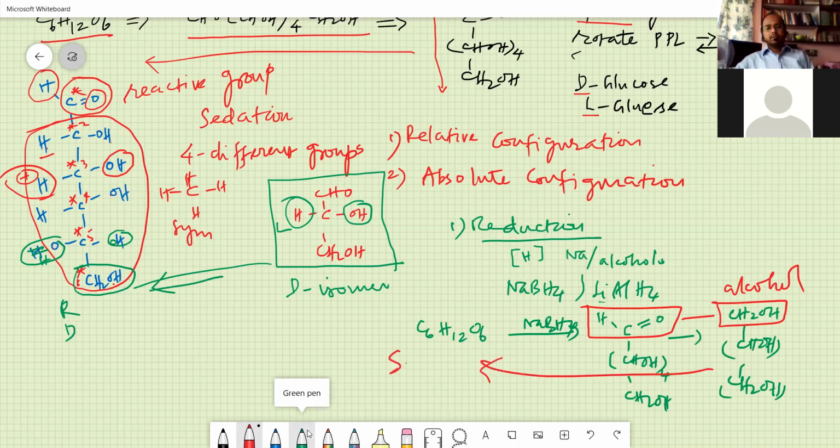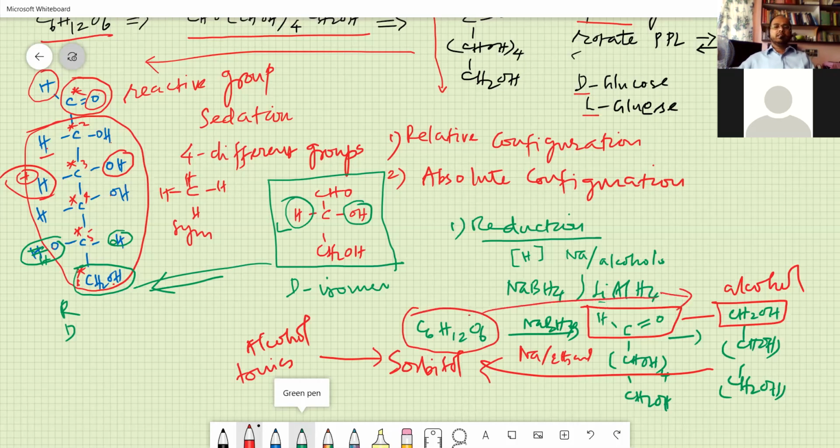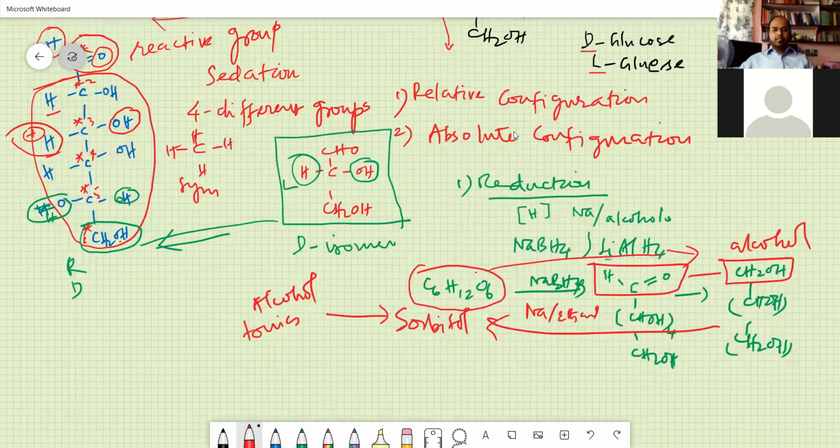This alcohol is called sorbitol. I think you might have heard of sorbitol, a kind of alcohol that they use mostly in tonics or in some cough syrups. So even though we do not use alcohol, the glucose in presence of certain reducing agents like sodium borohydride or sodium in ethanol, they just reduce it. Or some enzymes inside the body will convert this C6H12O6 completely into sorbitol. This is the first reaction that we see. So this is the reduction.